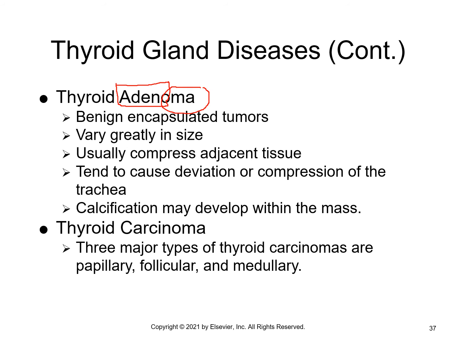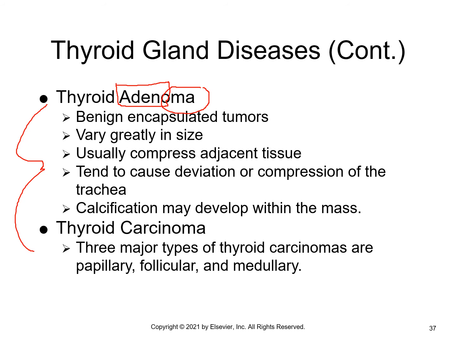Calcifications in these masses are not uncommon, and again, they can have a wide range of appearances. Now, thyroid carcinoma is the malignant counterpart to this adenoma, and there's three major types of the thyroid carcinoma. They're papillary, follicular, and medullary. The problem being here is that these two may or may not look alike.